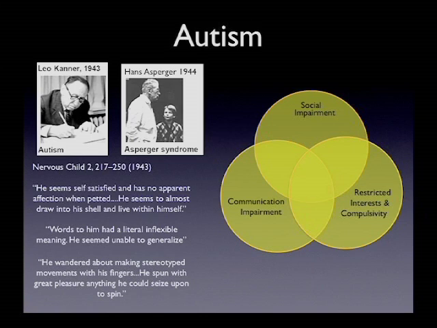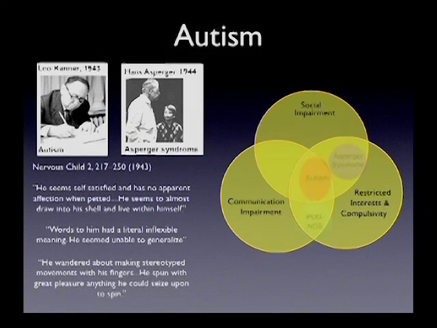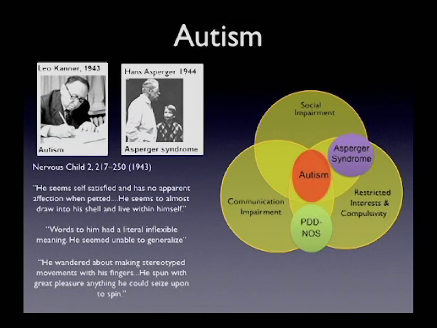And if you go by the DSM-4, the diagnostic and statistical manual of psychiatry, this, in fact, is associated with three different diagnoses. If you have all three problems, you have autism. If you have social impairment and restricted interest and compulsivity, you have Asperger syndrome. And if you have a communication impairment and restricted interest and compulsivity, you have the creatively named pervasive developmental disorder not otherwise specified.